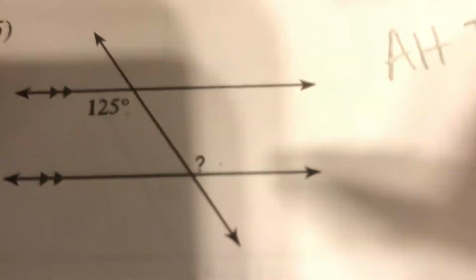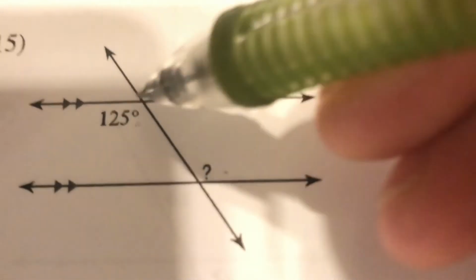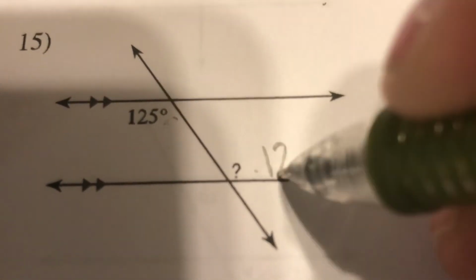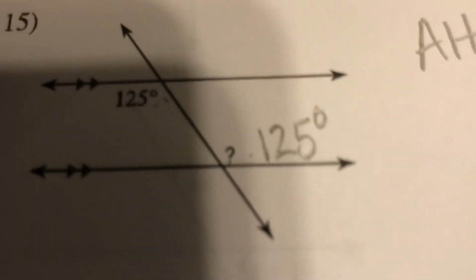And if that means they're congruent, they're both those obtuse angles. And if this one's 125 degrees, then this one's also 125 degrees.